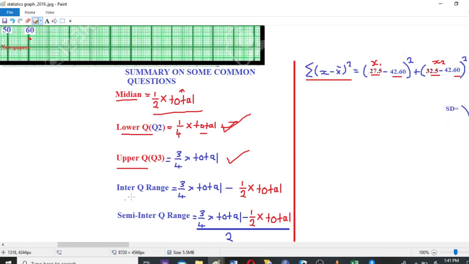You can be asked to find the interquartile range. You subtract the lower quartile from the upper quartile. Then you have the semi-interquartile range, where you find the difference between the upper and the lower, then you divide that by 2. All right, yes, so this is what I wanted to explain.